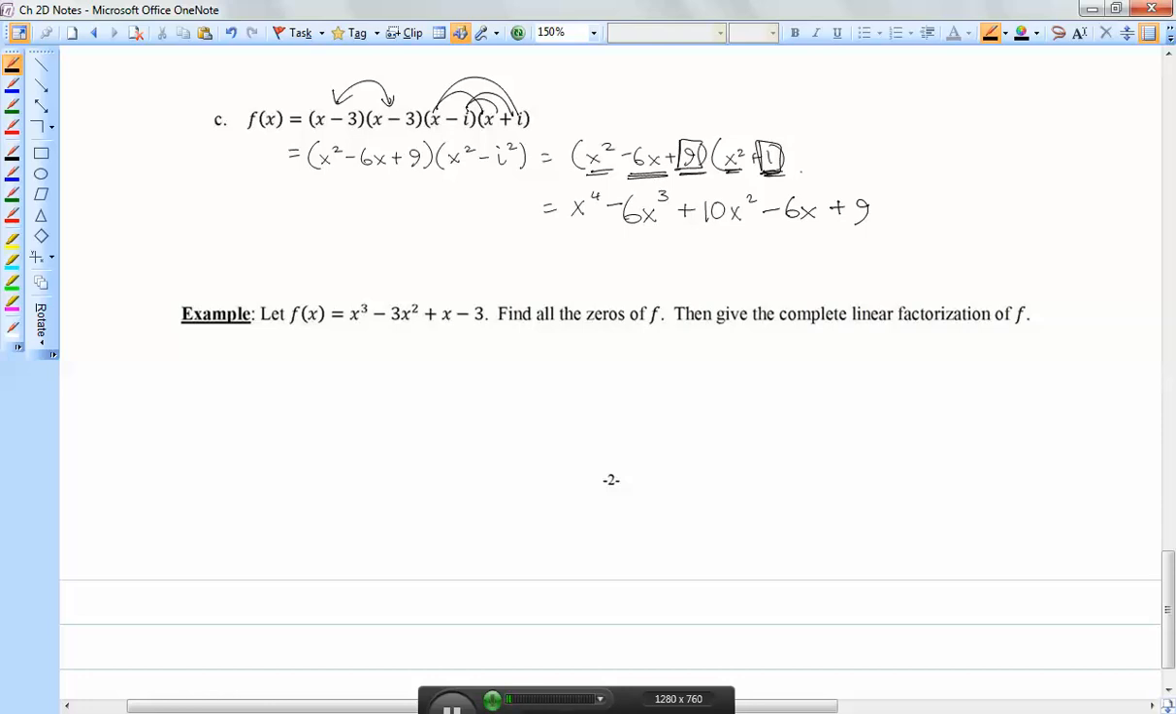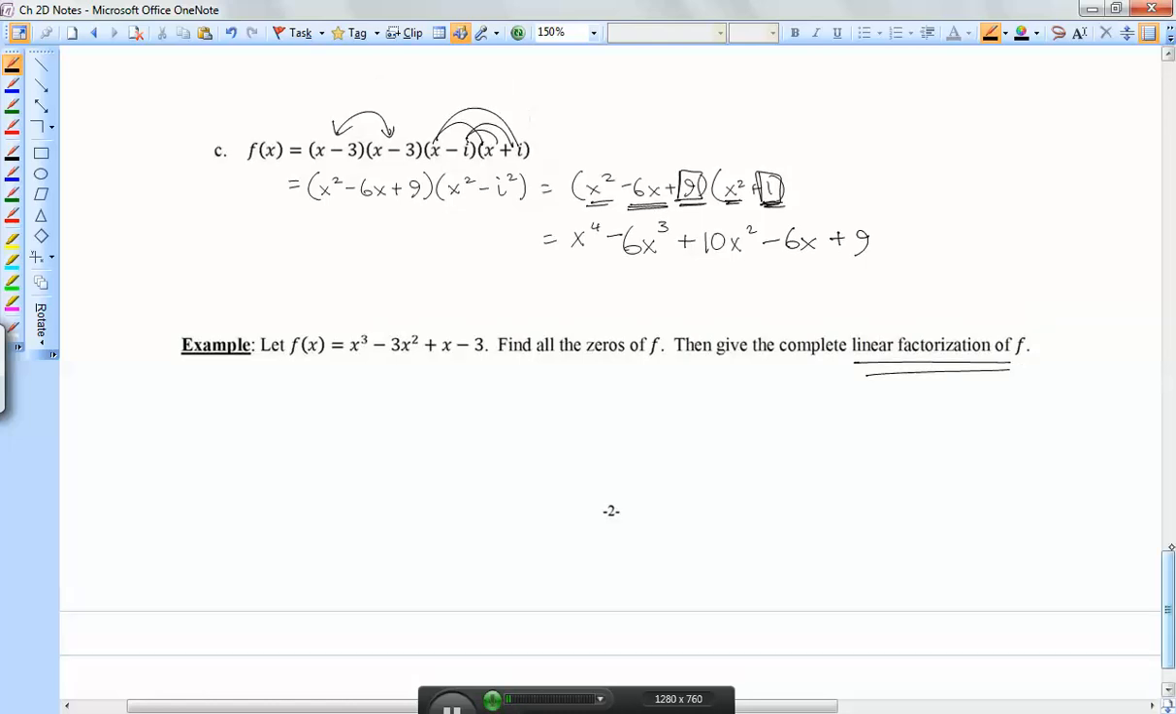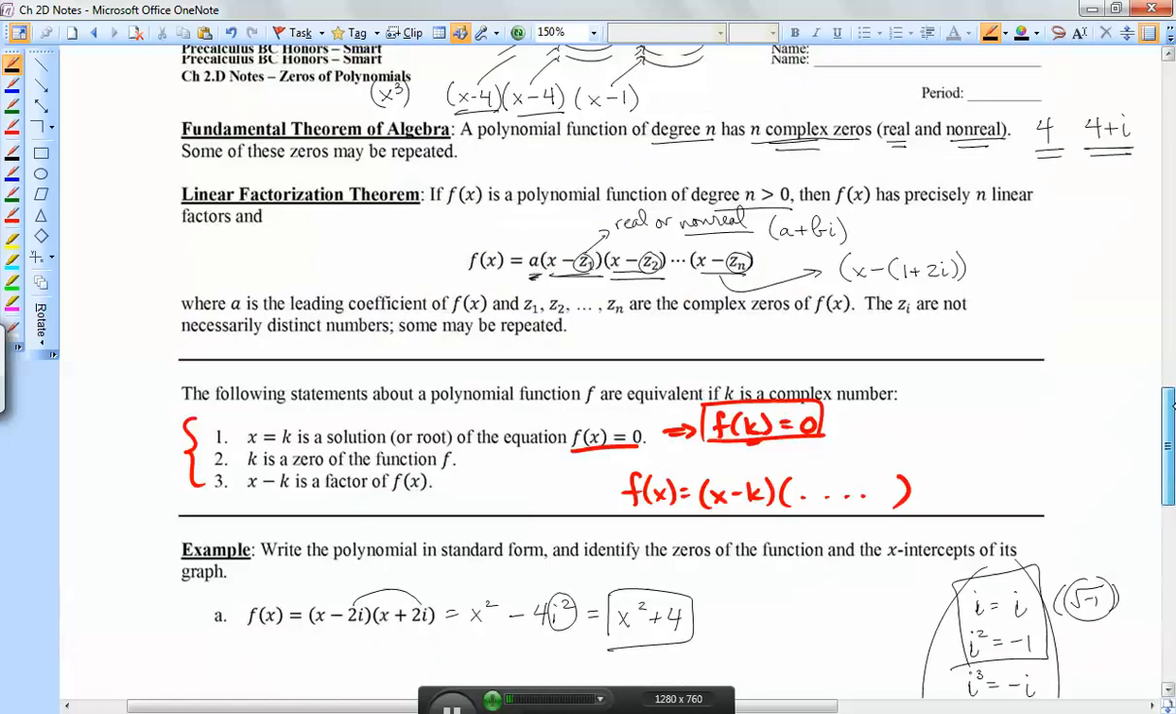The very last one says find all the zeros of f, then give the complete linear factorization. The linear factorization is the same as this thing up here. Linear factorization, you can write it as a coefficient in front with just a bunch of linear factors after it. So let's come back down here.